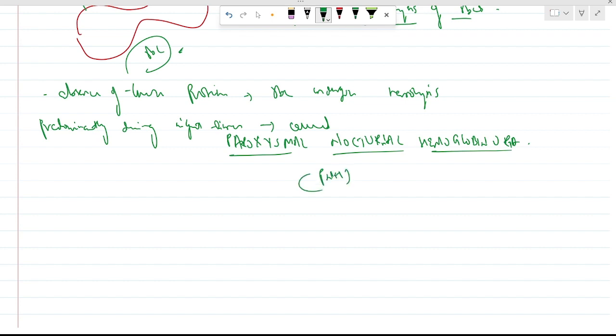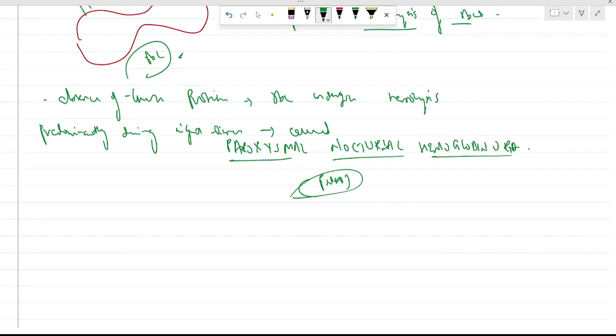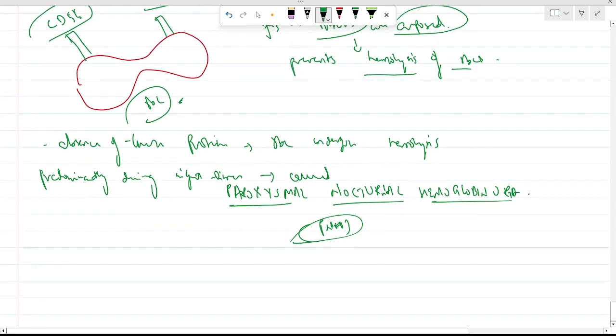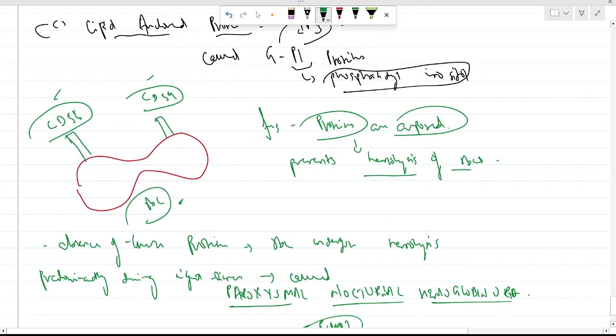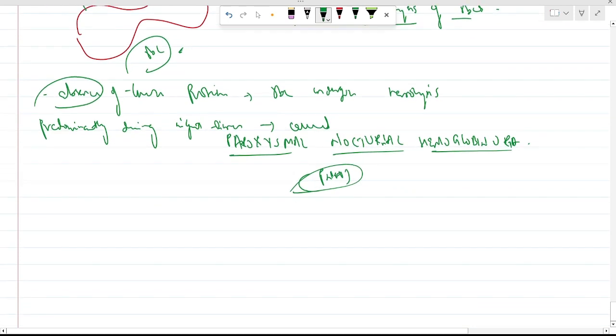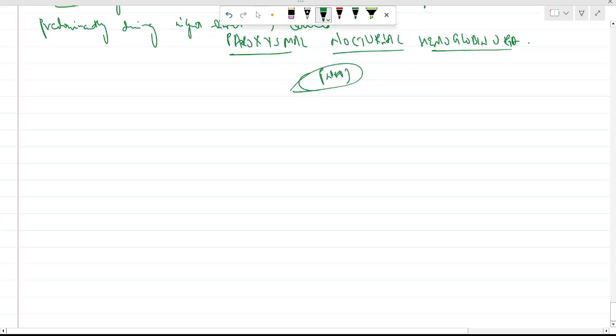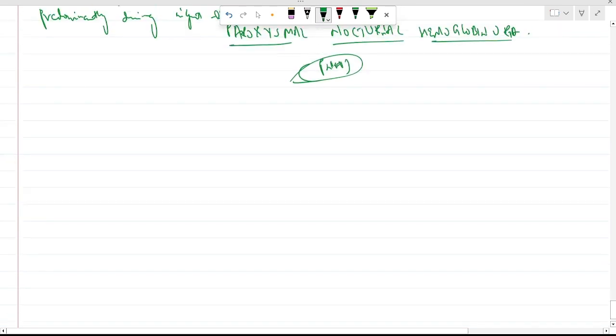This paroxysmal nocturnal hemoglobinuria, or PNH condition, is due to absence of these two lipid anchored proteins, CD59 and CD55 receptors. This is important as when these proteins are expressed, they prevent hemolysis of RBCs, and their absence causes PNH, paroxysmal nocturnal hemoglobinuria.